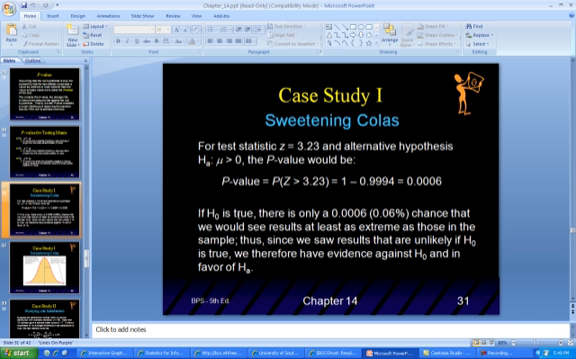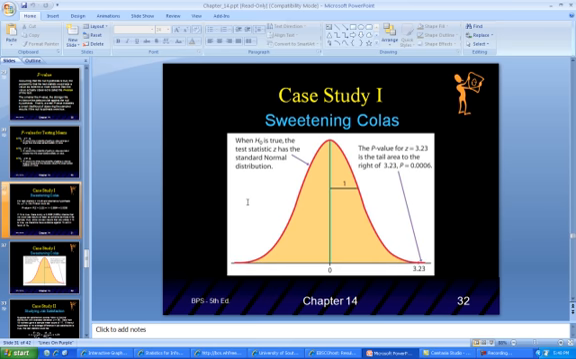So if the null hypothesis is true, there is only a 0.06% chance that we would see results at least as extreme as those in the sample. Thus, since we saw results that are unlikely if H0 is true, we therefore have evidence against H0 and in favor of the alternative hypothesis. Okay, and this is what it looks like. Our p-value for z of 3.23 is way over here, and look how far. So we're saying it's significant.